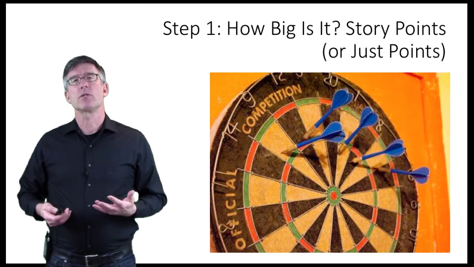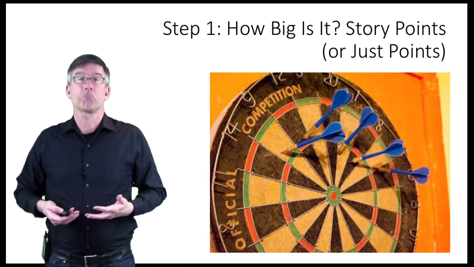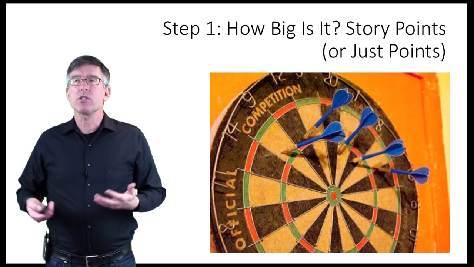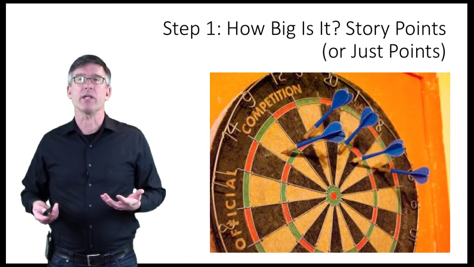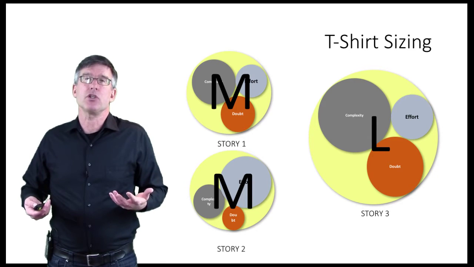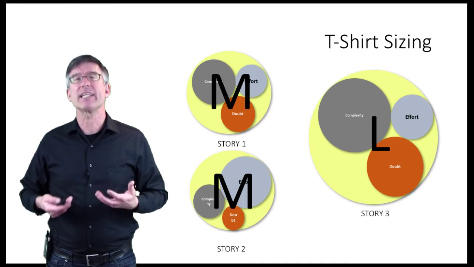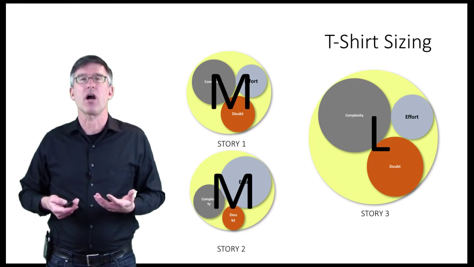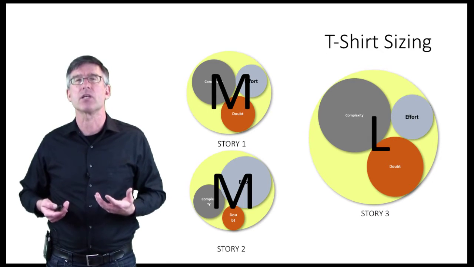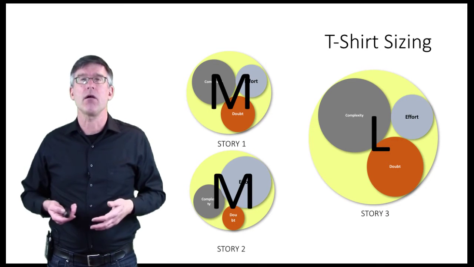One of the first steps to answering the question, how much and how long, is to answer the question, how big is it? One way to express that answer is in what are called story points or just points. A lot of people size their backlog items simply using t-shirt sizes because the accuracy that they require is adequately served by simply classifying their work as small, medium, large, extra large. That's all the gradient that they require to determine how much and how long.